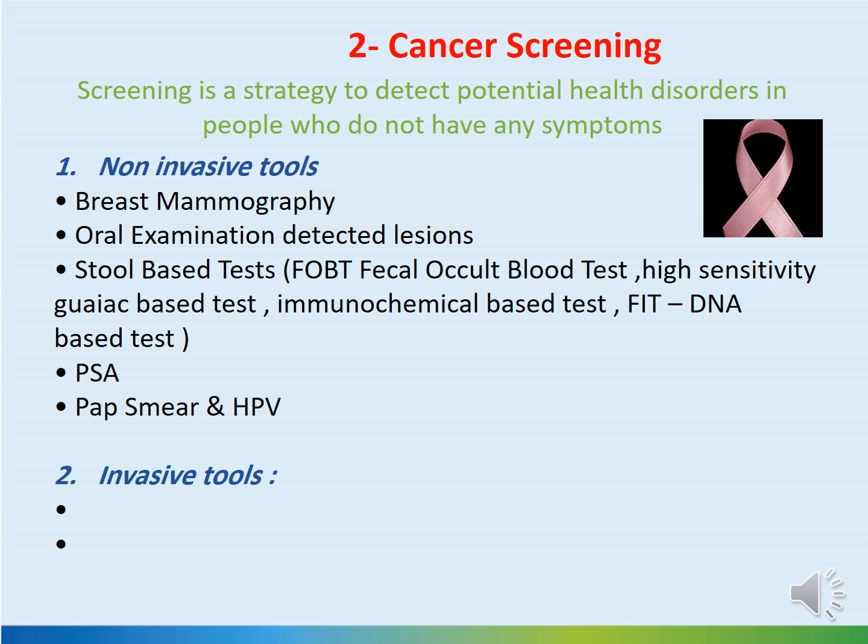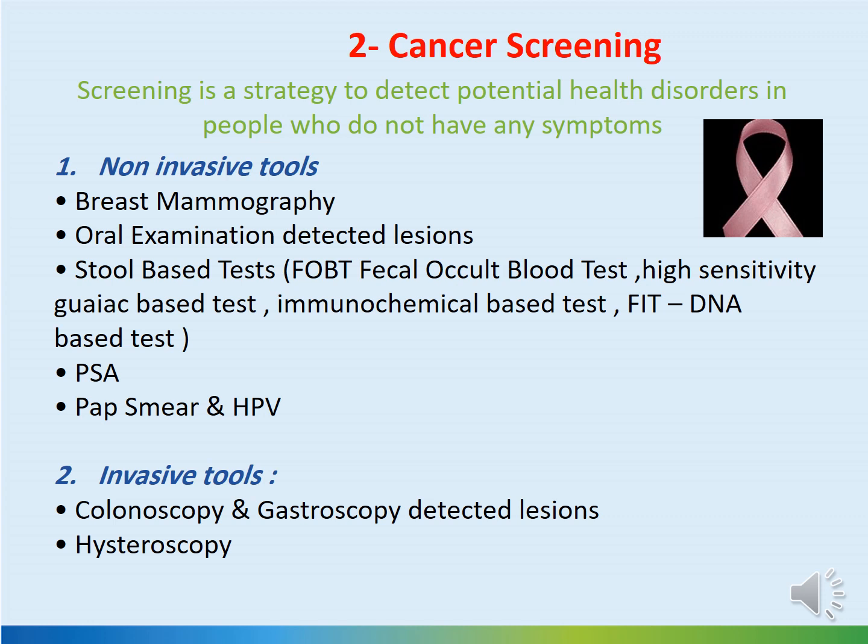Examples of non-invasive tools are the mammogram, which we use to detect early breast cancer, and oral examination to detect intraoral lesions. Stool-based tests like the fecal occult blood test or other tests detect colorectal cancer. We have the PSA to detect prostate cancer, and as all of you know, the pap smear and HPV test to detect early stage cervical cancer.